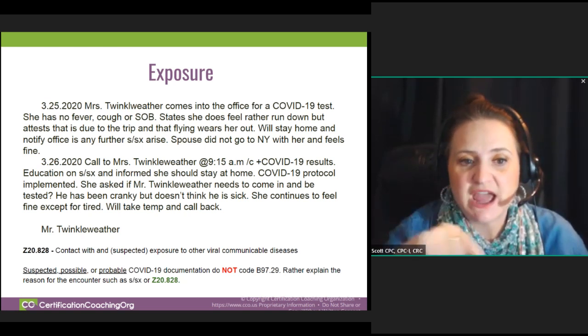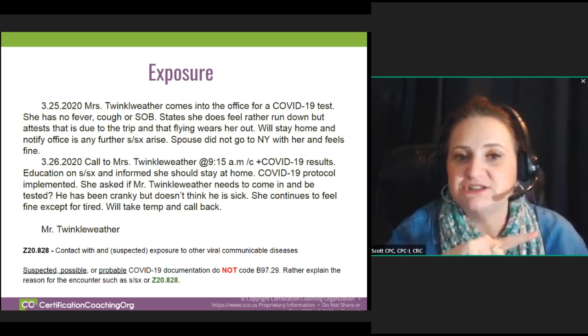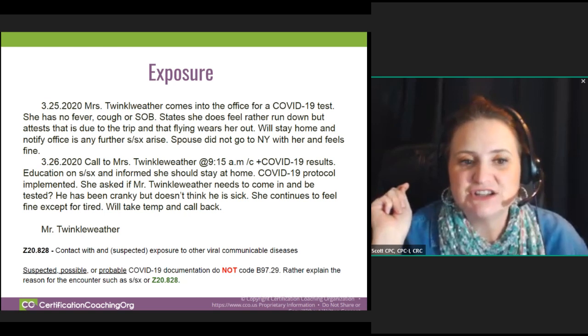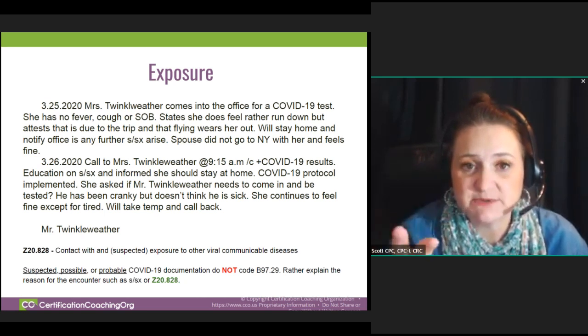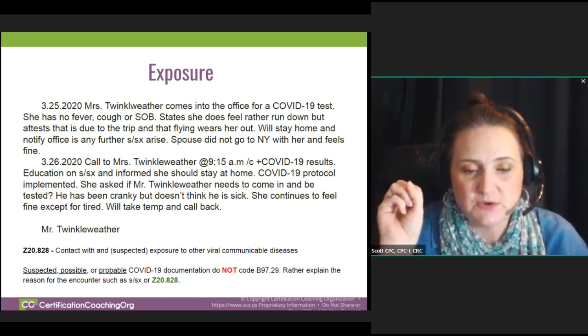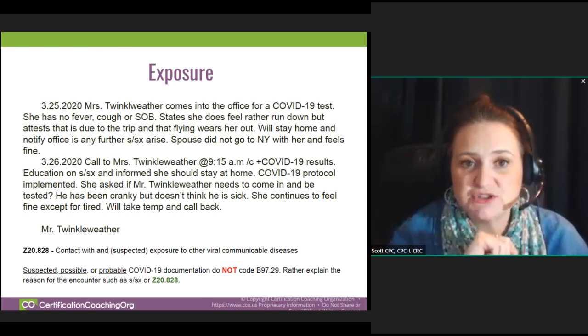And so they ask about him and ask, does he need to come in and be tested? He's been cranky, but she doesn't think he's sick. She continued to feel tired, but they will go and check their temperatures and they'll check his temperature and get back with them. So Mr. Tinkleweather has no signs and symptoms. The code changes.